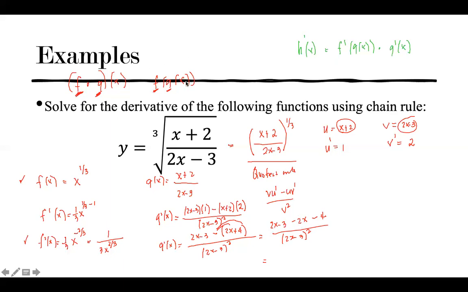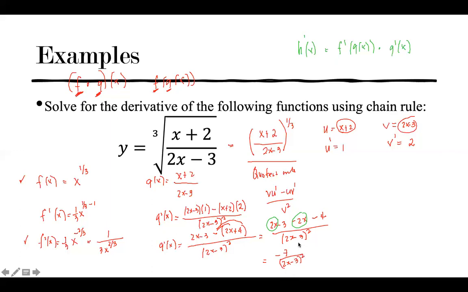So again, 2x minus 2x is 0. So this one and minus 2x will be 0. And what's left is negative 3 minus 4. That is negative 7 all over (2x minus 3) squared.